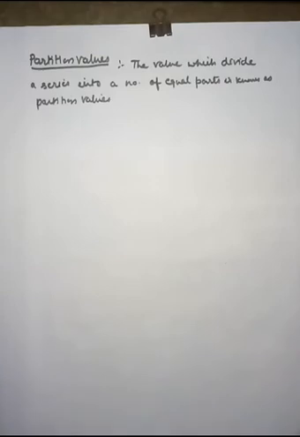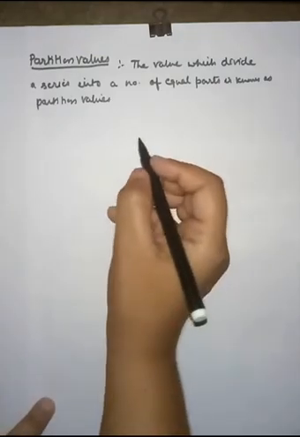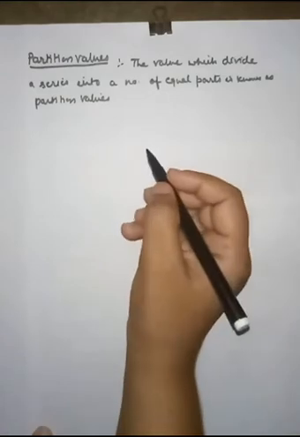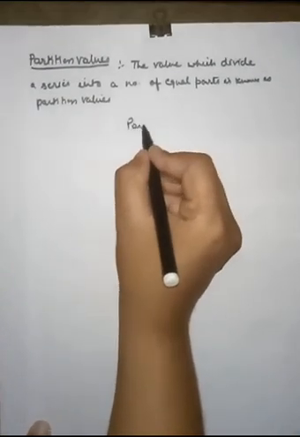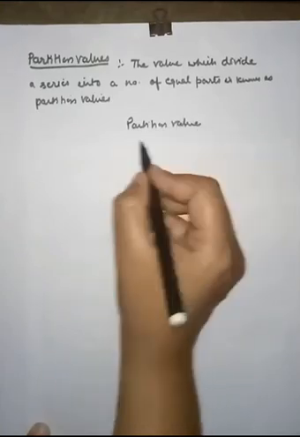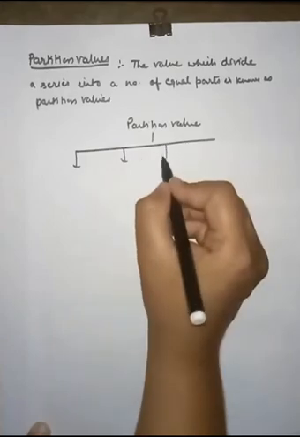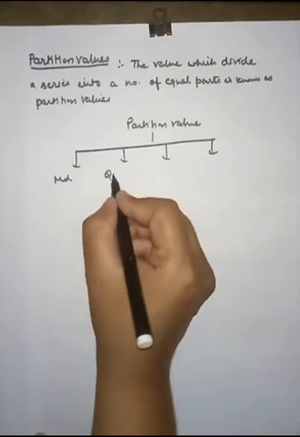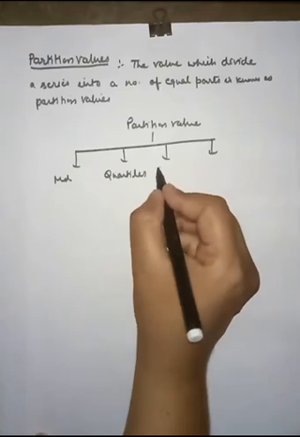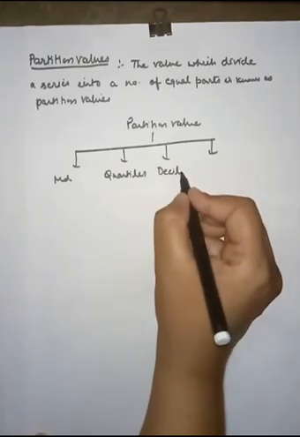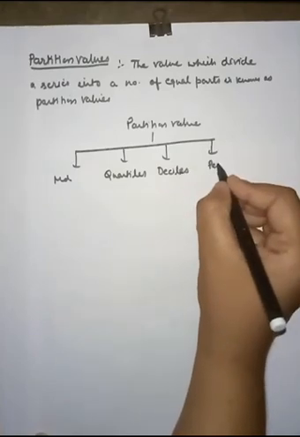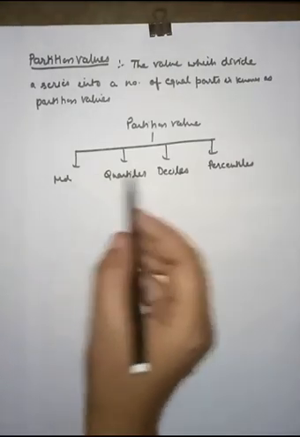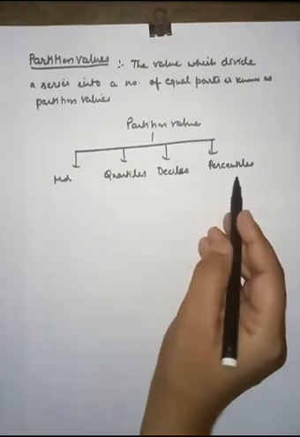So friends, this is a partition value, and before lectures I told you the one chart. Partition value has four parts. First one is median, second one is quartiles, deciles, and percentiles, right friend? So partition value has four types: median, quartiles, deciles, and percentile.